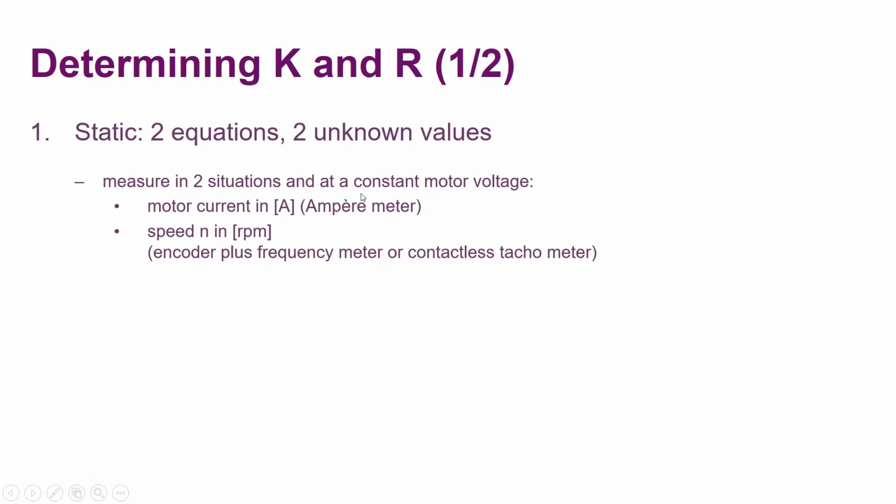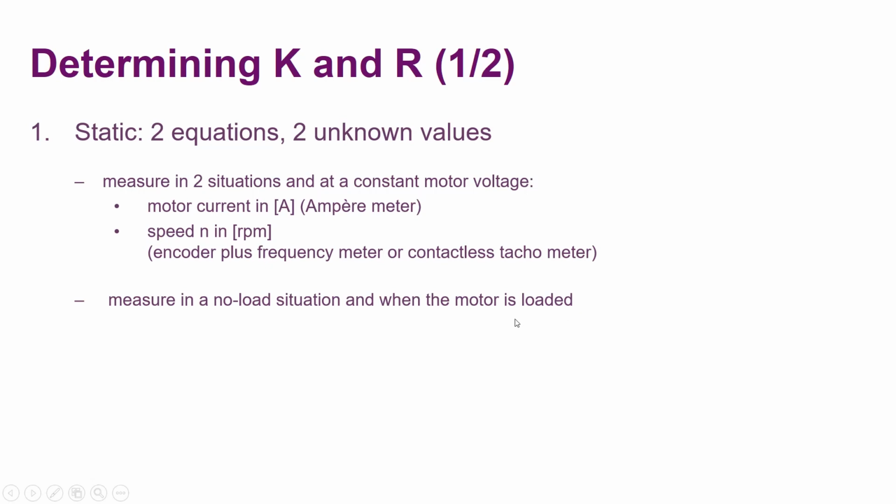and at a constant motor voltage, the motor current in amps with an ammeter, and the motor speed in RPM. You can do that by using an encoder plus a frequency meter, or when your motor doesn't have an encoder, you can use a contactless tachometer. Which load situations can you use? Well, the easiest one is the no load situation, and then you pick another situation in which you load the motor with a specific load. It doesn't matter what kind of load, as long as the motor load is constant.